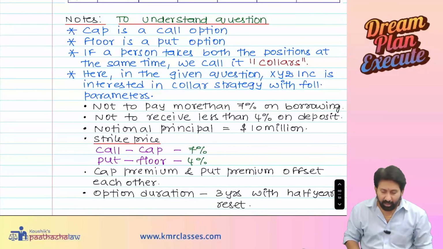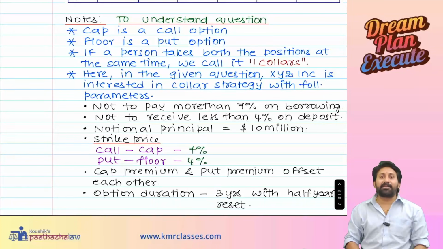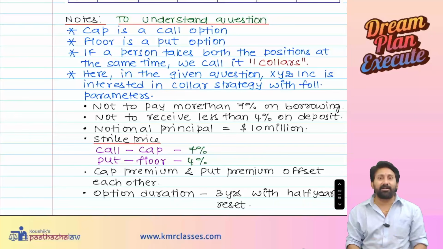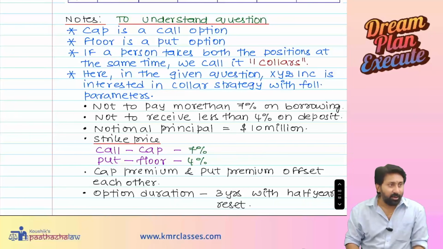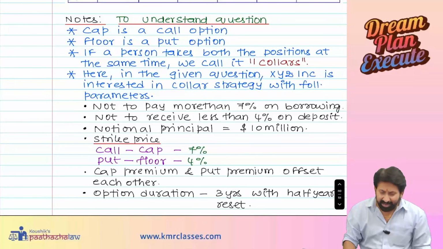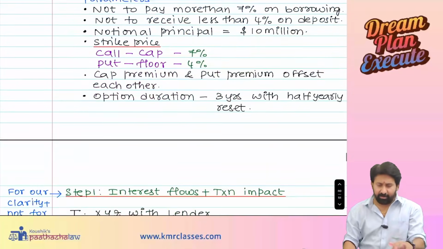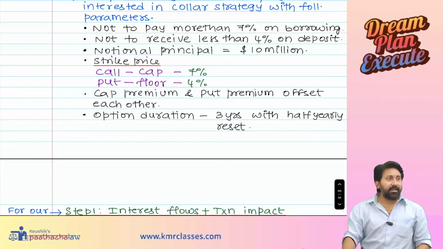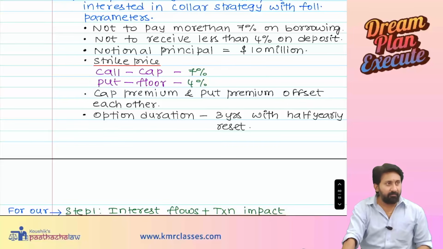See there. Not to pay more than 7% on borrowing: cap. Not to receive less than 4% on your deposit: put. Notional principal is 10 million, whether rupees or dollars. Strike price: cap strike price is 7, floor strike price is 4. Cap premium and put premium offset each other. Option duration is 3 years with half yearly reset.